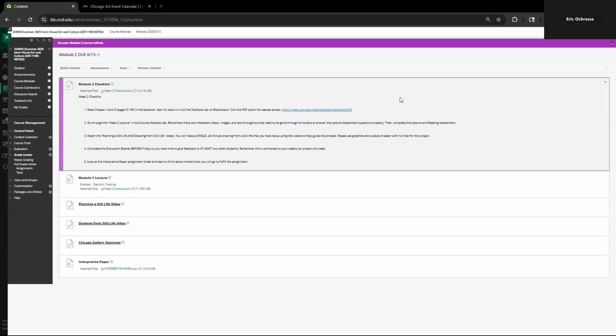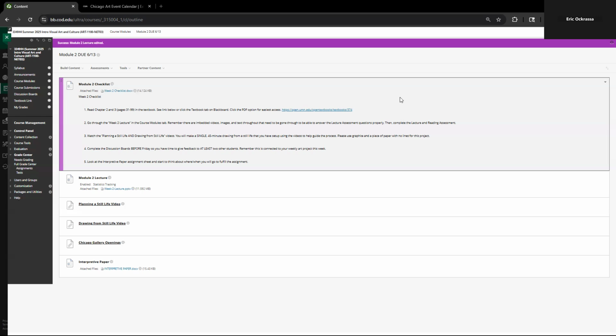Couple quick notes, just to remember that we're always using our own words. If we're quoting anything, we give credit. A couple of us got some significant points off on that first one for not using proper formatting or quoting things and not giving quotations. Make sure to just continue to do that as we continue to work through the class.